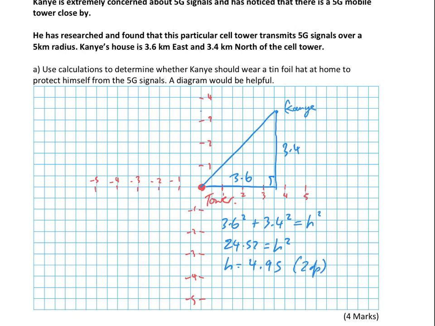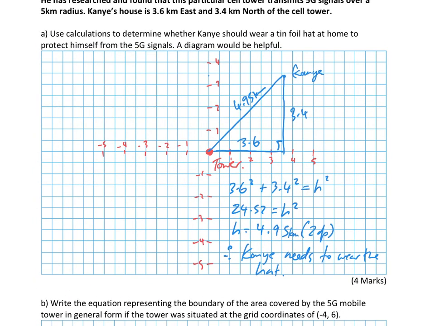What distance is that? Kilometres. This is 4.95 kilometres. The tower has a range of 5 kilometres. So therefore, Kanye needs to wear the hat. He's within the range of the tower.